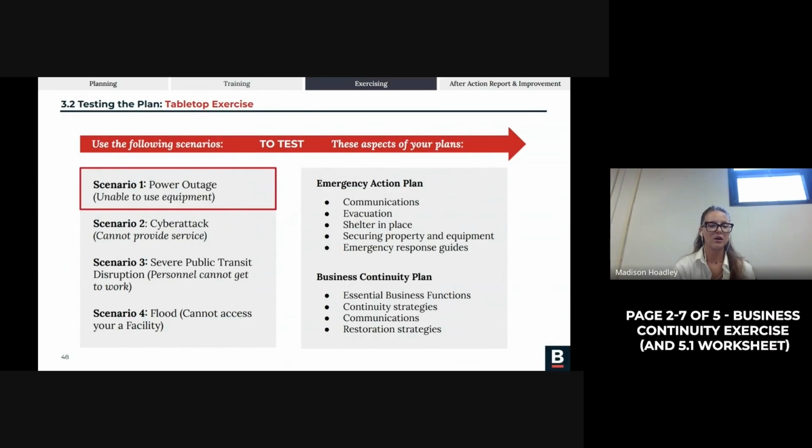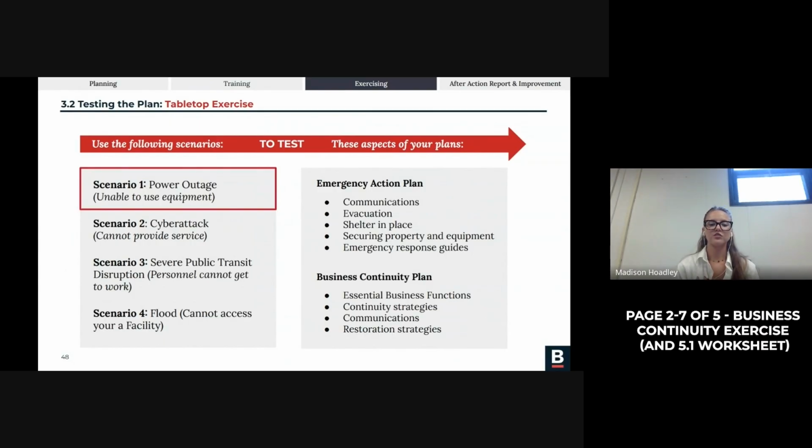The first one is a power outage, which is a denial of service. It's an equipment failure. So scenario 2 is a cyber attack. So this is another denial of service, a system failure. Scenario 3 is a major public transit issue, a denial of service with a reduced workforce. And then scenario 4 is a flood, which is a denial of access to a facility. So these are, again, all in document number 5.